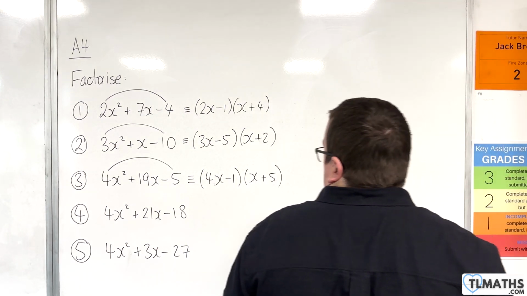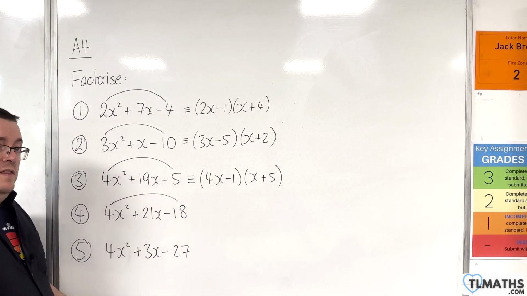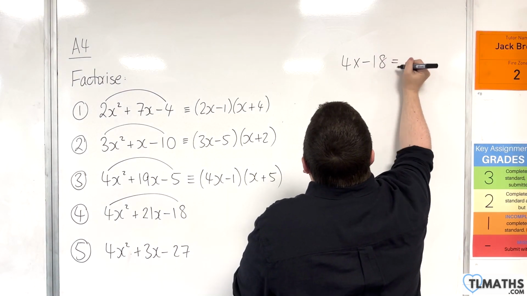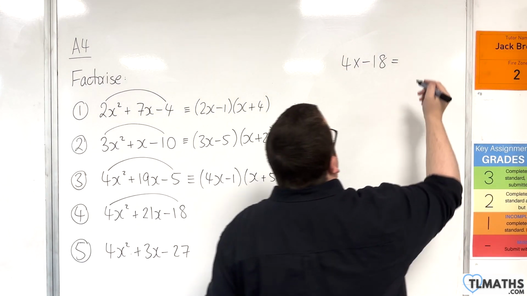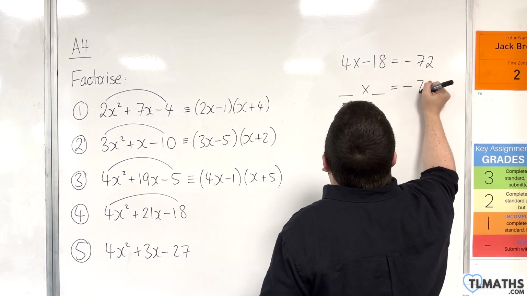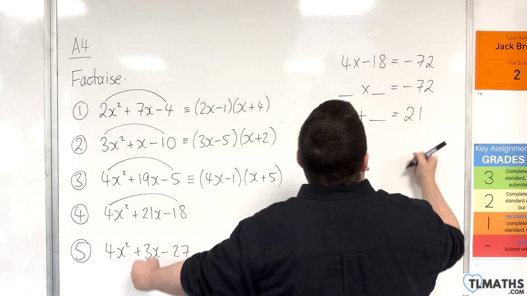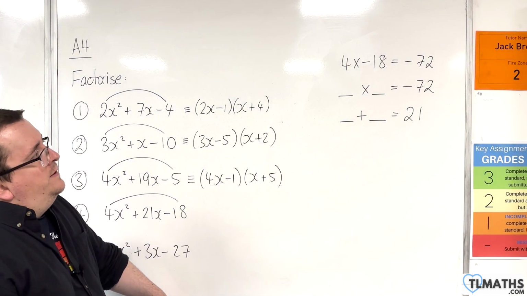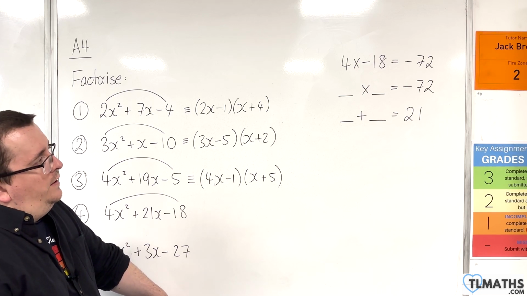Right, number 4. 4x squared plus 21x take away 18. So first of all, multiply the 4 by the -18. So 4 18s, 72, so -72. So we're looking for 2 numbers that multiply together to make -72, but add together to make 21. Right, okay, so 72. So 4 and 18 aren't going to work.